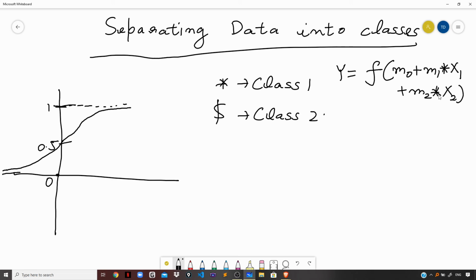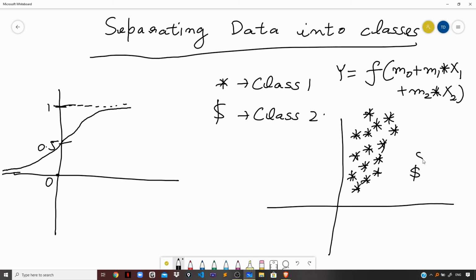So let us say the stars are all over here and dollars are all over here. So if we have a new unforeseen data point, say a box, so this is our new unforeseen data point, we have to put it into the right class. The main goal of the classification problem is that you have to place a new point into its right class. So let this point be a box.